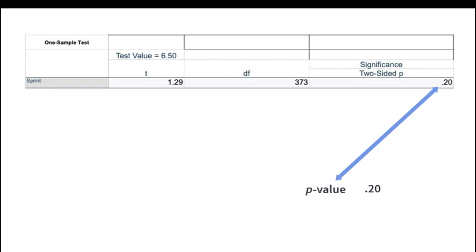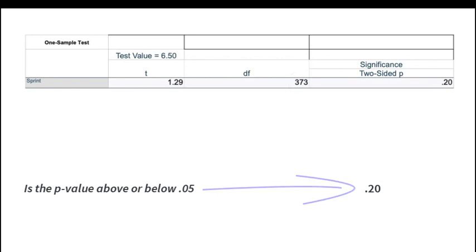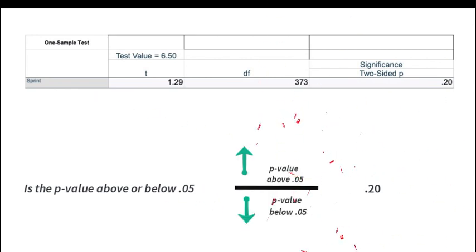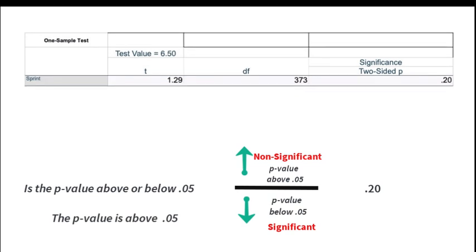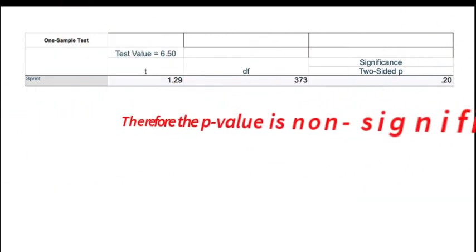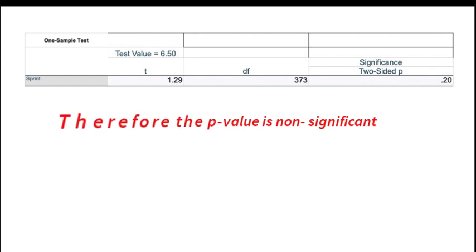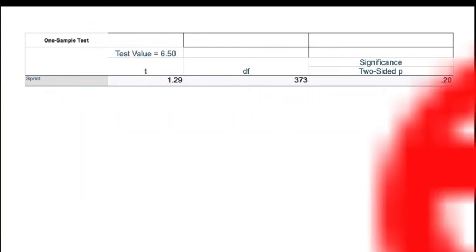You can see it in the box right above the 0.20, where it says significance, or it could say sig, S-I-G, and it says two-sided p, which makes it the p-value. Now to analyze the p-value. Is the p-value above or below 0.05? In this case, it's 0.20. With a p-value of 0.20, it is above 0.05. Therefore, the p-value is non-significant because it's above 0.05.